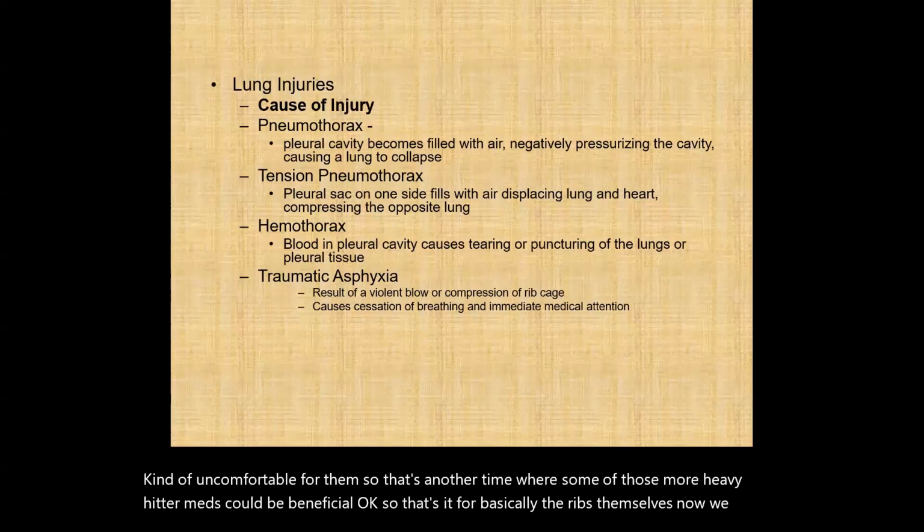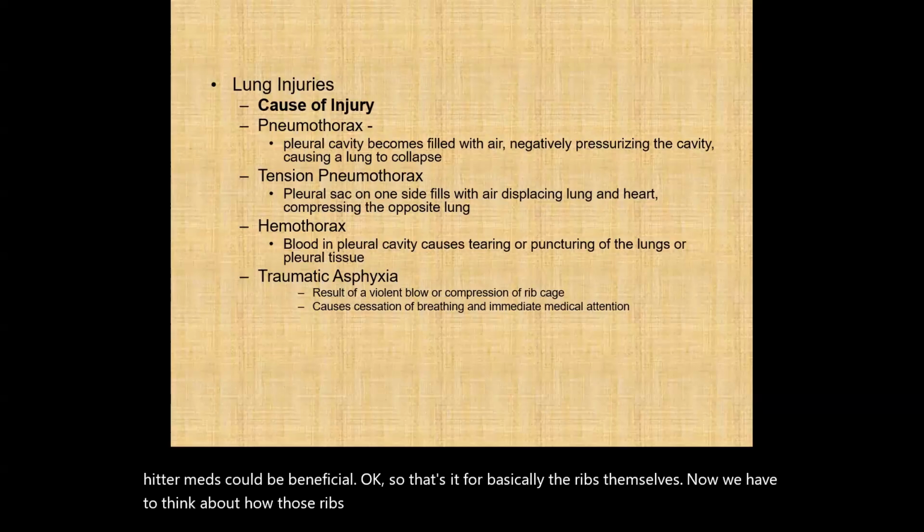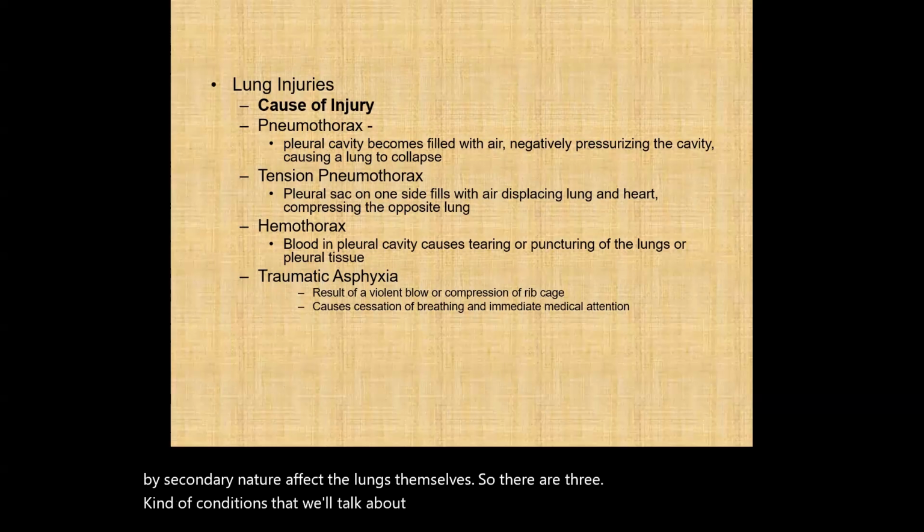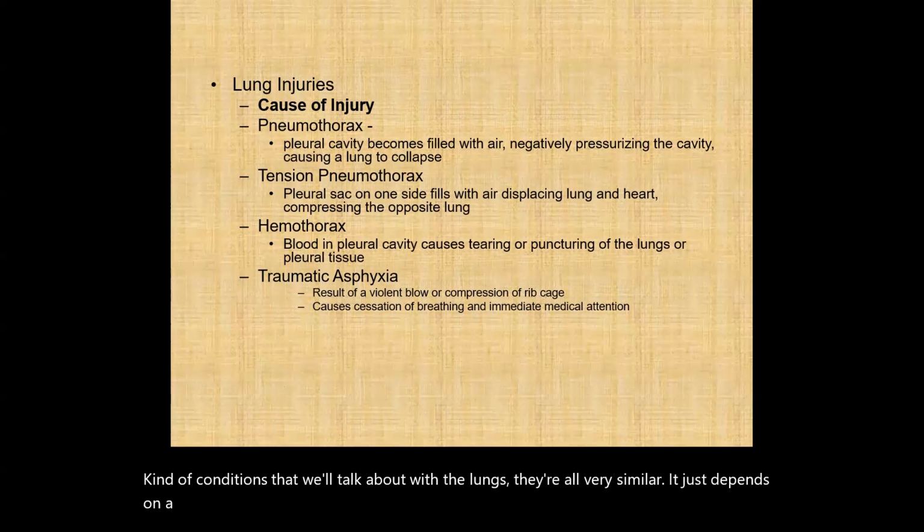Now we have to think about how those ribs are affected throughout that trauma process that could, by secondary nature, affect the lungs themselves. So there are three conditions that we'll talk about with the lungs. They're all very similar. It just depends on a couple of different key terms. So I'm actually going to start at the bottom of this list.